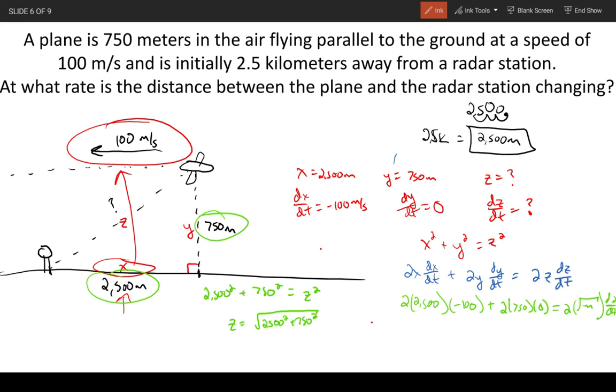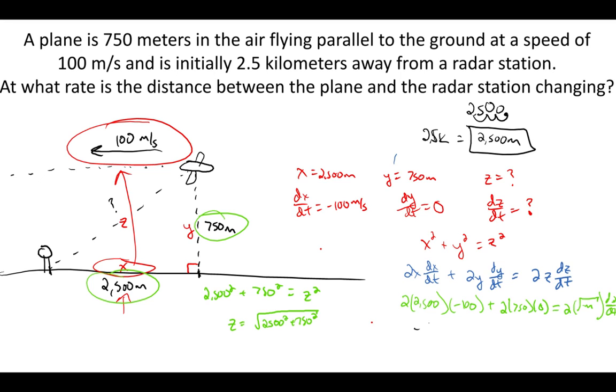When you solve this, this part you could figure out pretty easily. When you do the 2 times 2,500, that gives you 5,000, times negative 100 would be negative 500,000. This all just goes to 0 equals, and then I'm just going to keep this 2 times the square root of 2,500 squared plus 750 squared, times dz/dt. And then we're just going to need to divide on both sides.